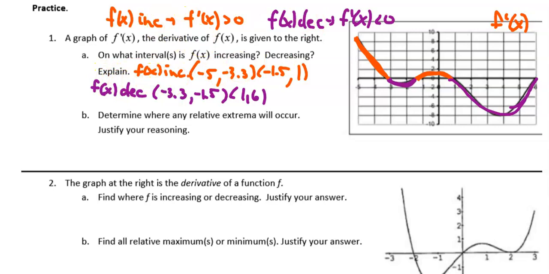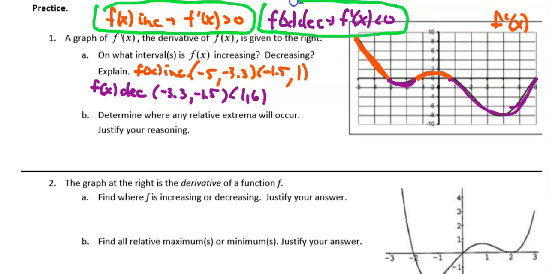Your explanation is only what I've written right here. So how do you justify when f of x is increasing? You just have to say that f prime of x is greater than 0, or f prime of x is positive. That is always going to be your justification for that. Where is f of x decreasing? Again, where our derivative is less than 0, or where our derivative is negative.